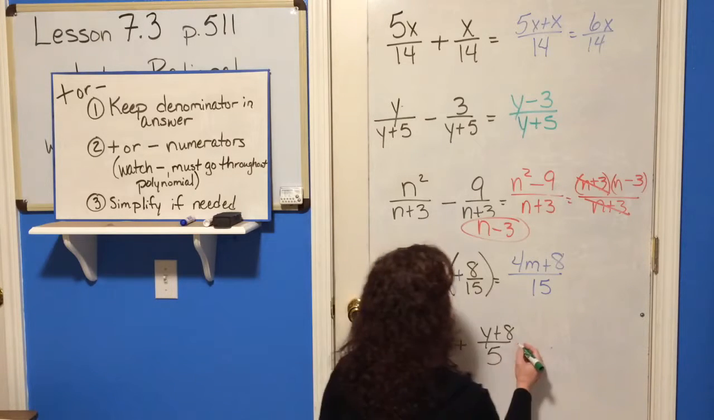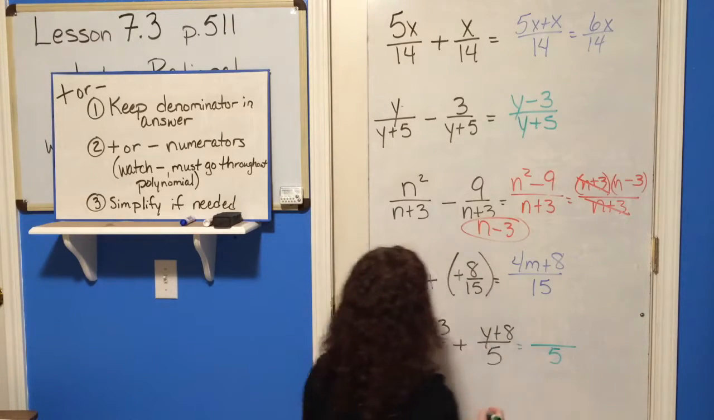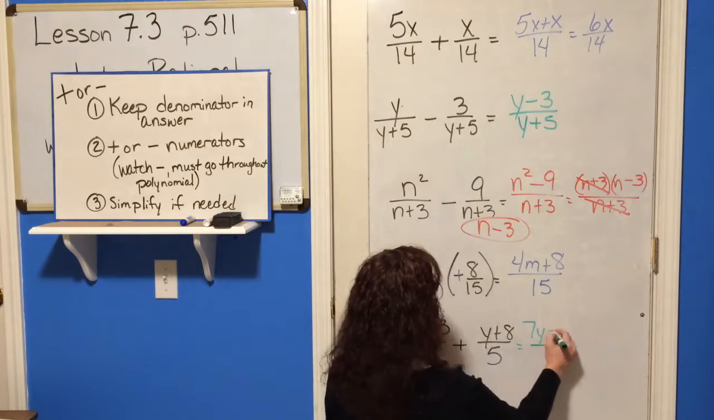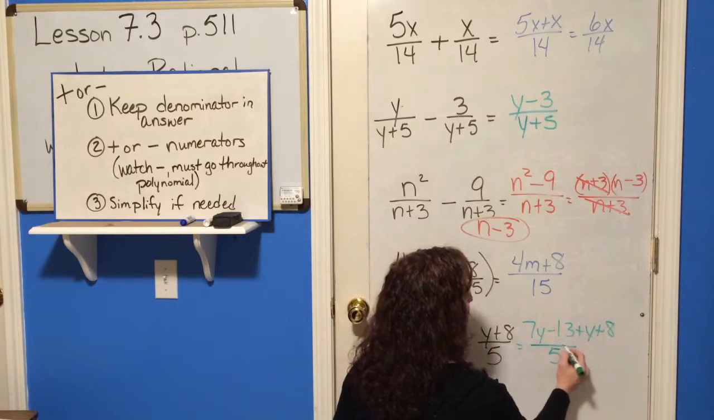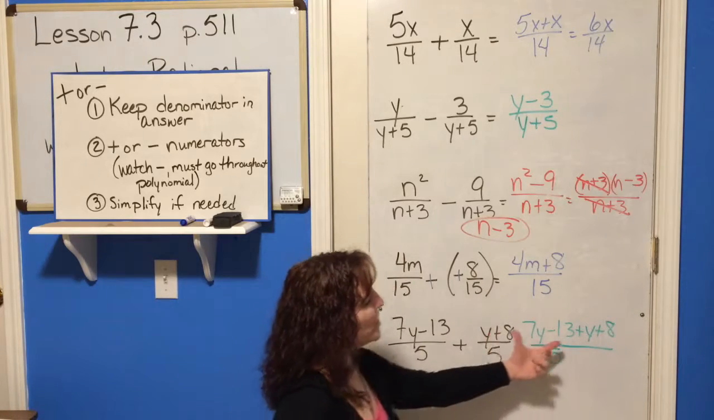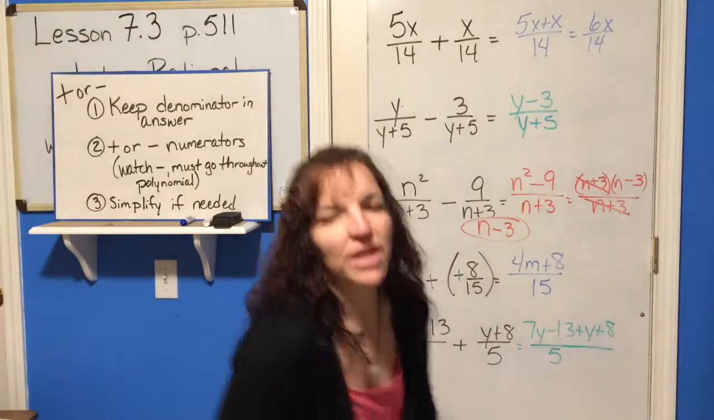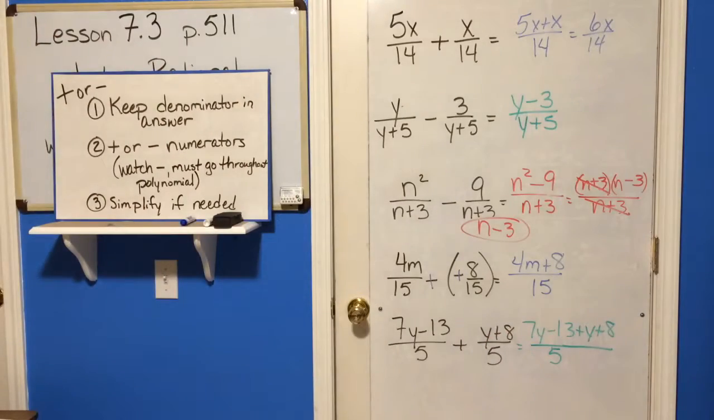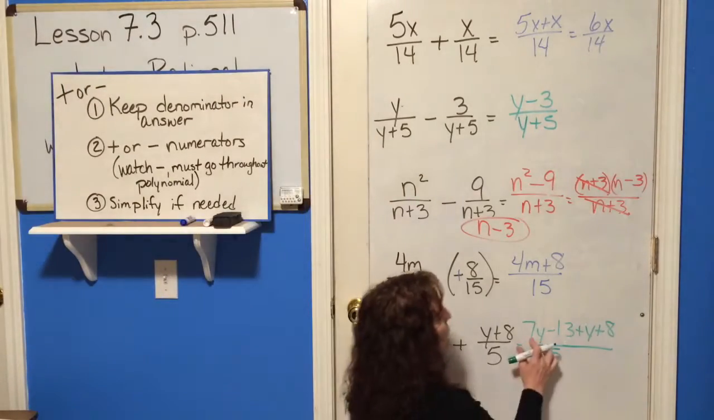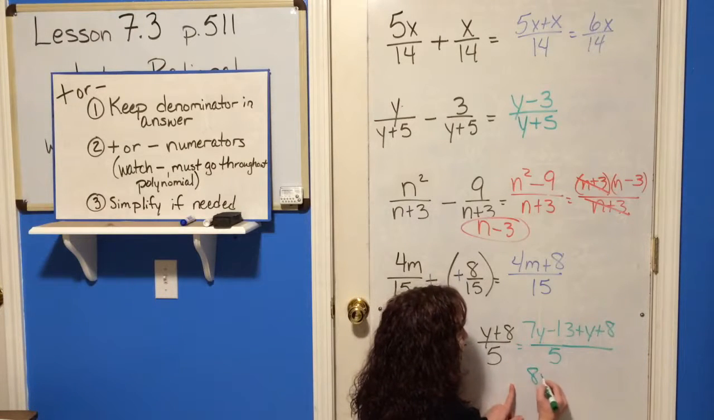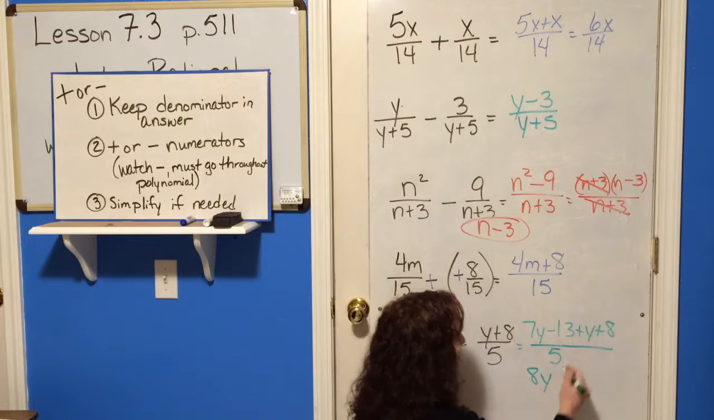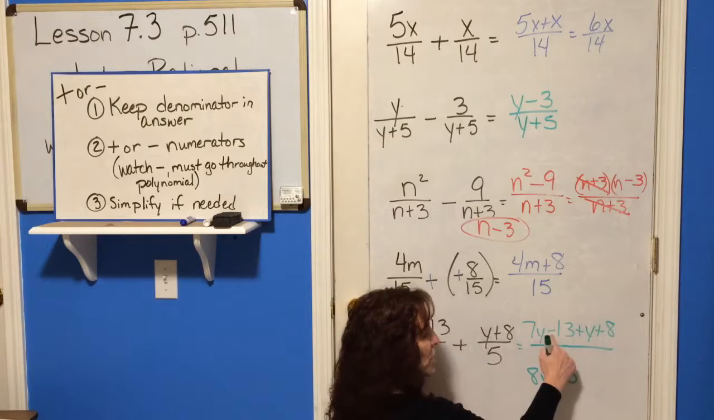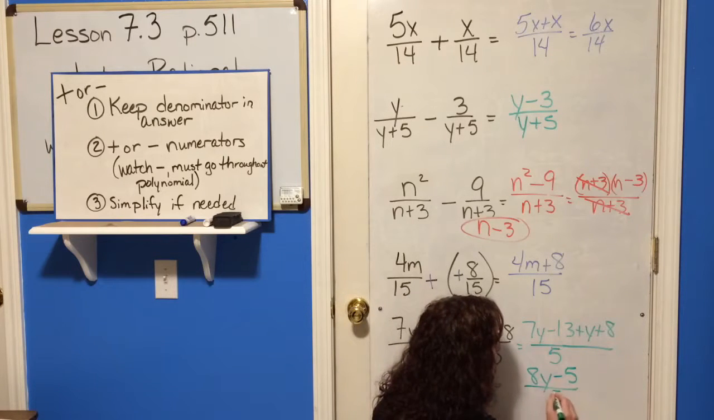Here we go. 5 is the common denominator here, so keep it over 5. And then you've got 7y minus 13 plus y plus 8. So now you can look, this will simplify. Make sure you've got your y's together and your constant terms together. So now you've got 7y plus 1y is 8y. And negative 13 plus 8 is negative 5, because the 13 is bigger and it's negative. And that's all over 5.